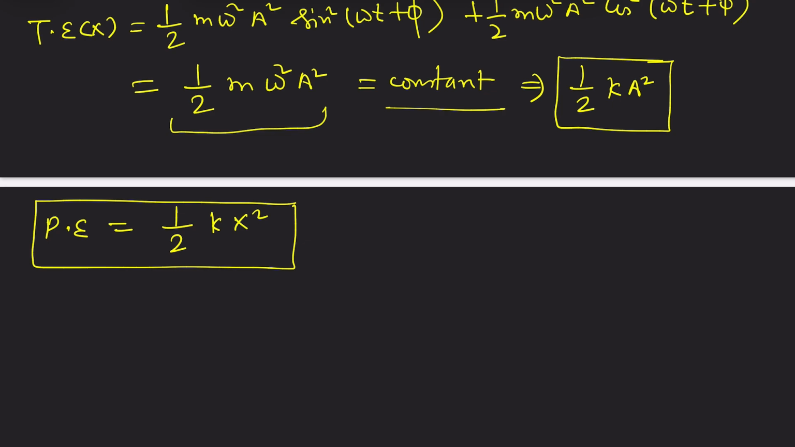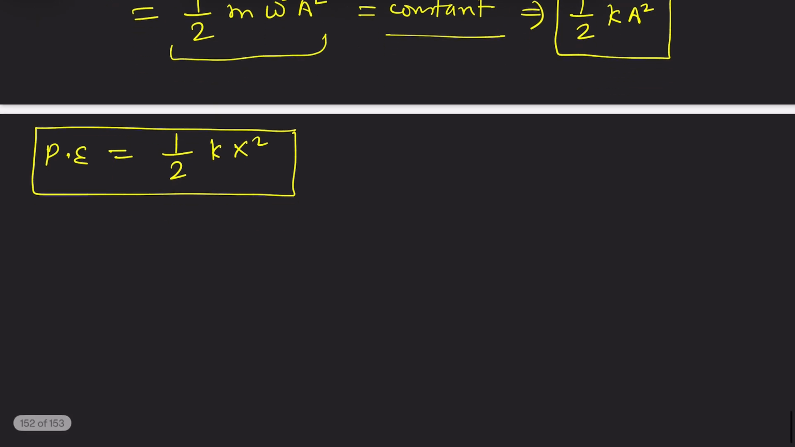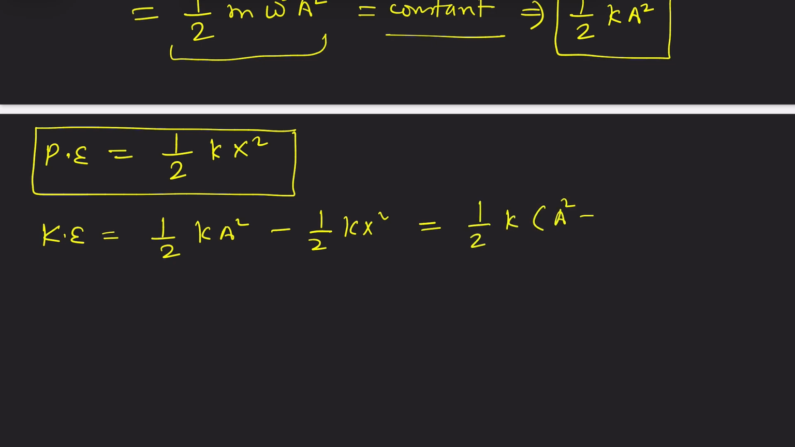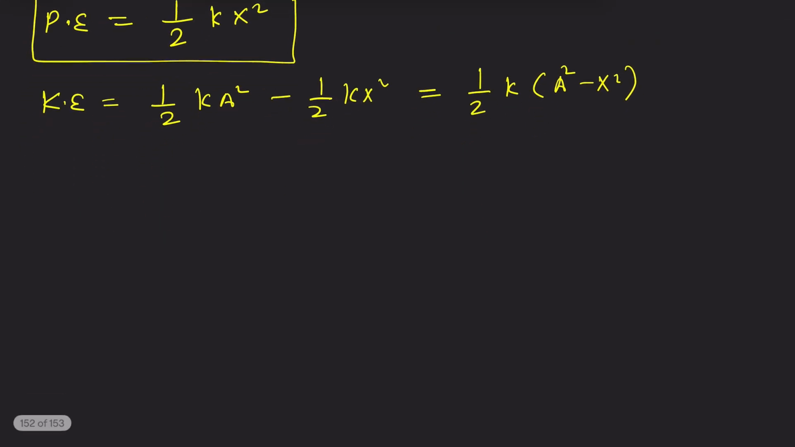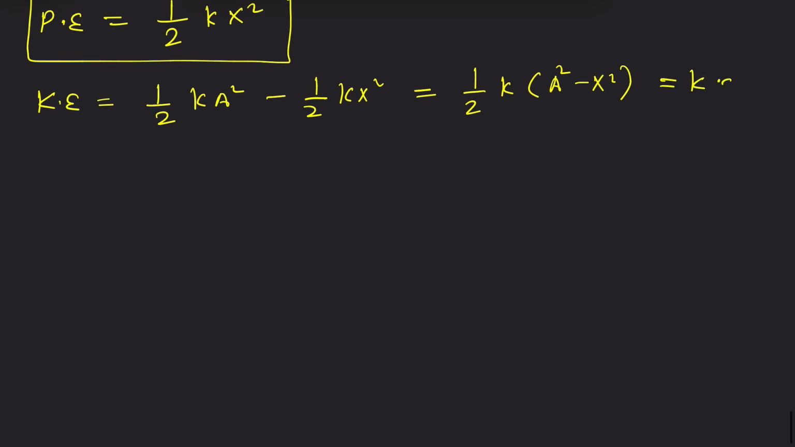Okay, so potential energy is equal to half kx square, and the kinetic energy will simply be half k a square minus half k x square, which means half k times a square minus x square. I hope this is also okay for you, guys. This is one important formula that we can keep in our mind.